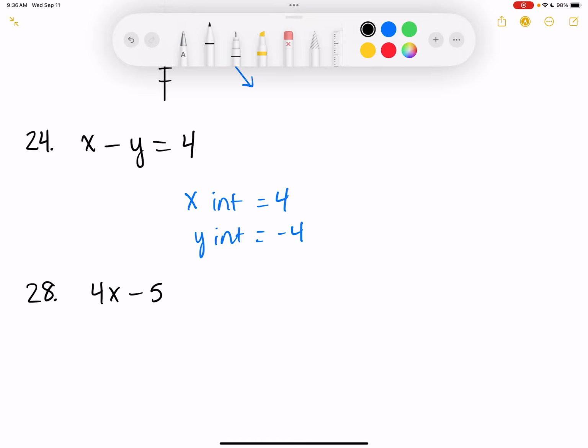All right, 28. 4x minus 5y equals 20. The x-intercept would be 5. The y-intercept would be negative 4. Very easy.